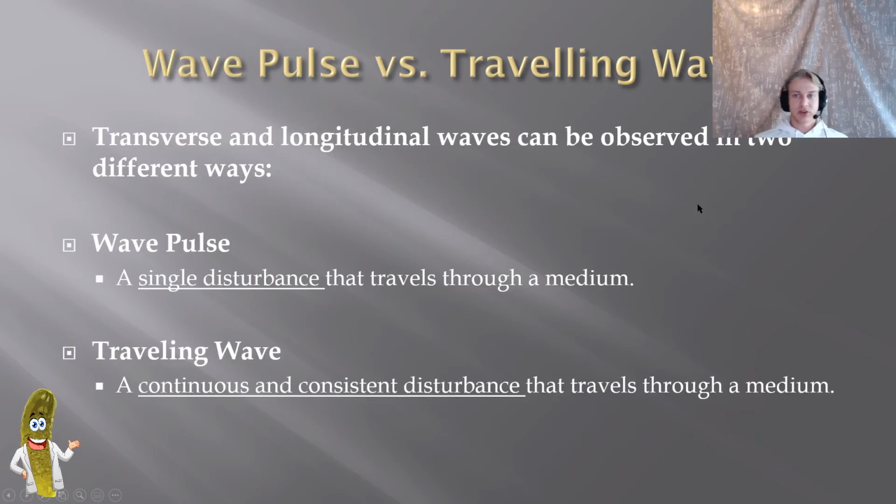So transverse and longitudinal waves can be observed in two different manners. One is a wave pulse, so looking at a single disturbance that travels through a medium. Again, that would be a graph or a wave that looks like this. Or we could look at a traveling wave, which is a continuous and consistent disturbance that travels through mediums. That would be us looking at a longer stretch of time looking at a wave.